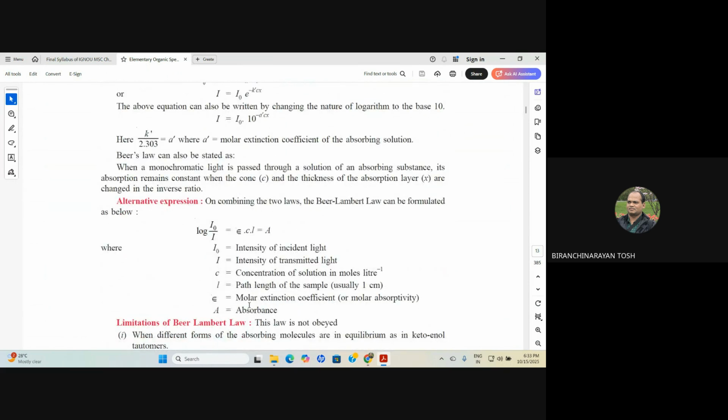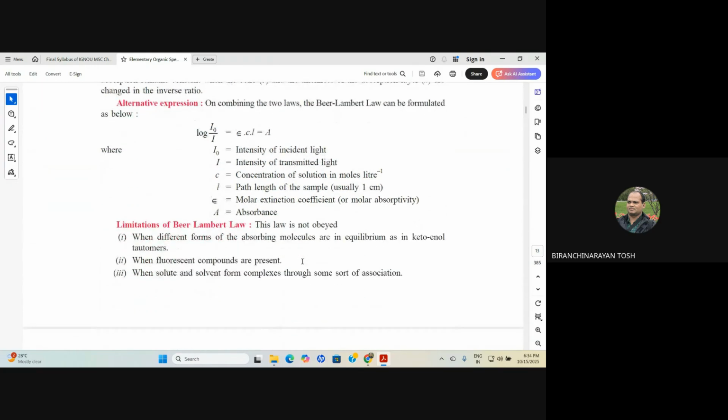Okay, and epsilon is the molar extinction coefficient or molar absorptivity, and that is equal to the absorbance. So absorbance will be equal to the logarithm of the ratio of incident radiation to the radiation at a particular concentration or thickness. Clear? So A equals log I naught by I, which is also equal to epsilon CL.